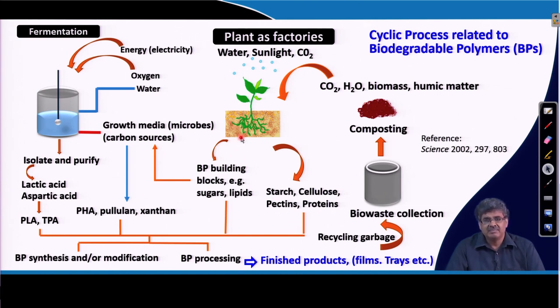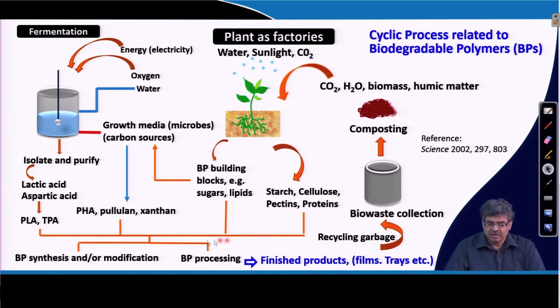They also make building blocks for biodegradable polymers, like sugars and lipids, which can be polymerized to make biodegradable polymers. These sugars and lipids can also be processed through a biotechnological route, using microbes to convert these raw materials to polymers like polyhydroxyalkanoates, pullulan and xanthan. So, using microbes they can be directly converted to biodegradable polymers, or they can be fermented to monomeric products like lactic acid and aspartic acid, which can be used as monomers for making biodegradable polymers like polylactic acid or thermal polyaspartate and so on.